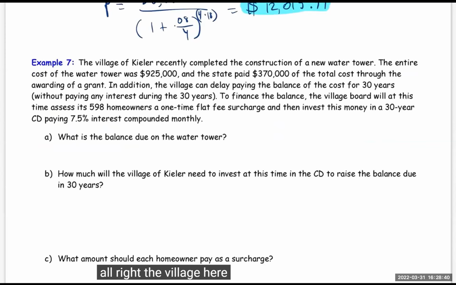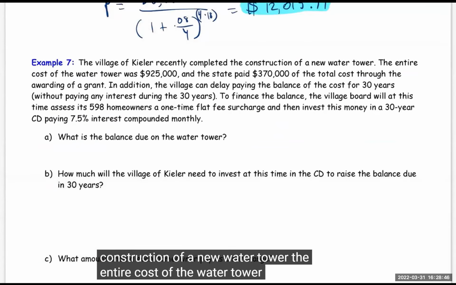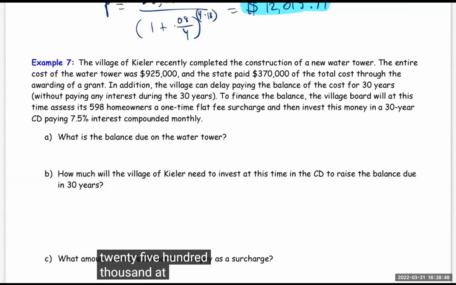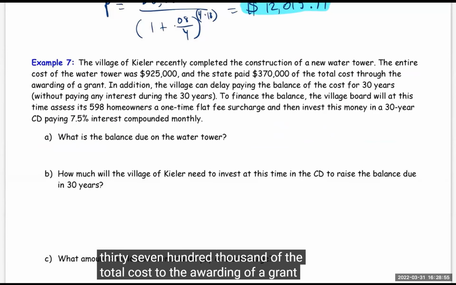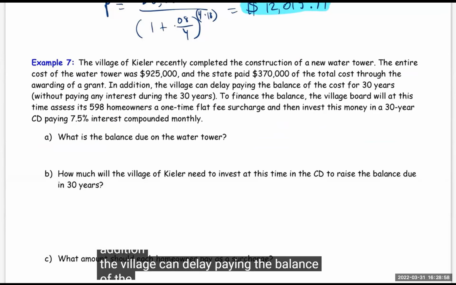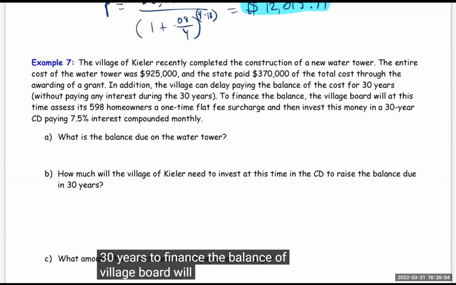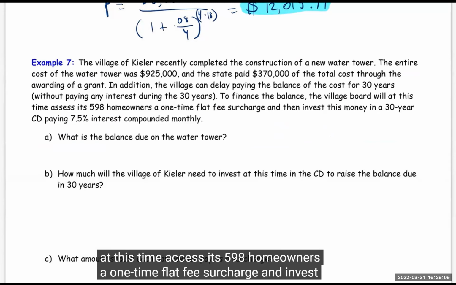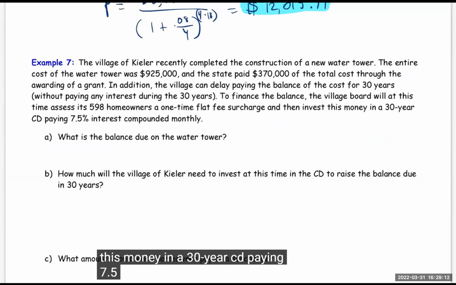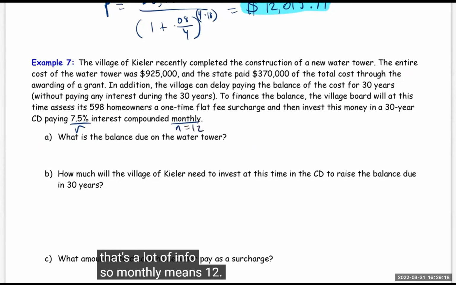All right. The village of Kyler recently completed the construction of a new water tower. The entire cost of the water tower was $925,000, and the state paid $370,000 of the total cost through the awarding of a grant. In addition, the village can delay paying the balance of the cost for 30 years without any payment during those 30 years. To finance the balance, the village board will at this time assess its 598 homeowners a one-time flat fee surcharge and invest this money in a 30-year CD paying 7.5% interest compounded monthly. Wow, that's a lot of info. So monthly means 12.